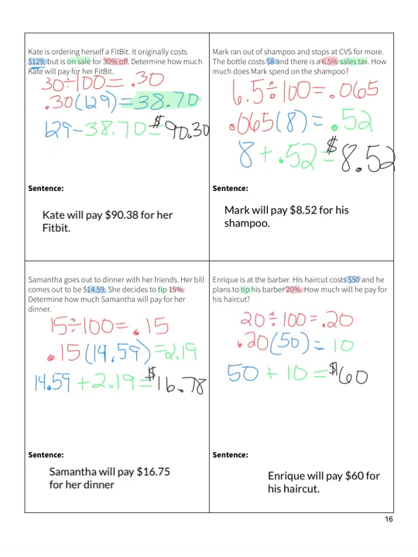Okay, hopefully you had a chance to try these on your own and you got the same answer. Samantha will pay $16.78 for her dinner, and Enrique will pay $60 for his haircut. Okay, so $16.78 right here, $60 right here. If you did not get the answer of $16.78 and $60, then you need to look through each step and determine where your mistake was.